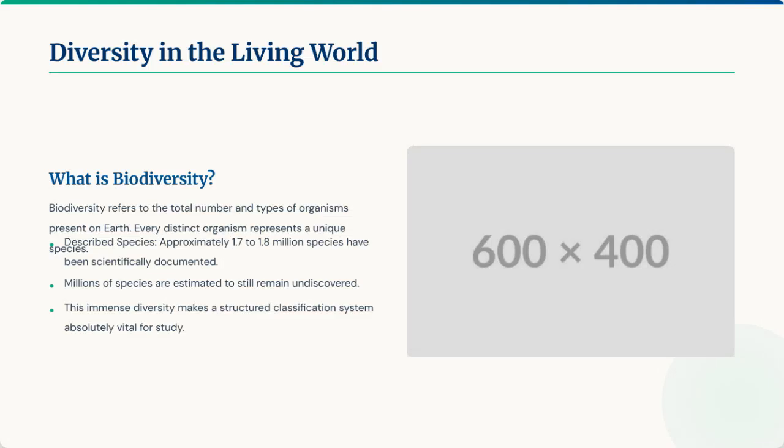Biodiversity essentially means the variety of life on Earth, encompassing all the different kinds of organisms. Each unique organism belongs to a specific species, giving us an incredible array of life forms. So far, scientists have described between 1.7 and 1.8 million species, but we believe that millions more are yet to be discovered. This vast diversity is why having a well-organized classification system is so important. It helps us study and understand the rich complexity of life around us. Ultimately, biodiversity highlights the amazing variety that exists in the living world.